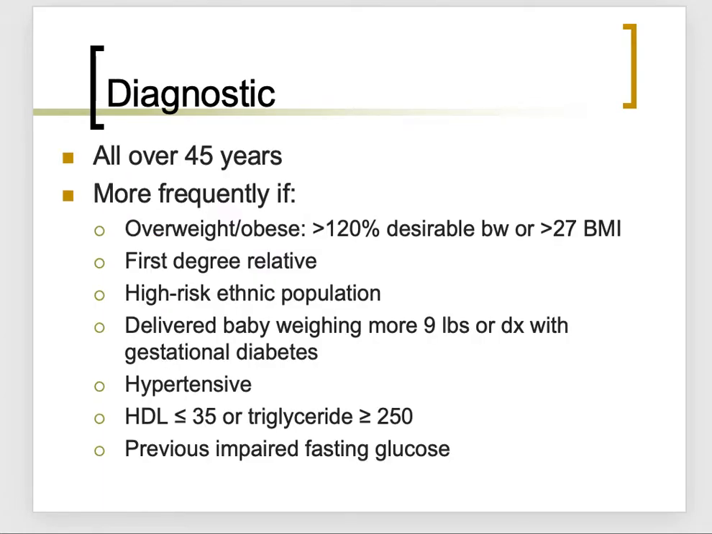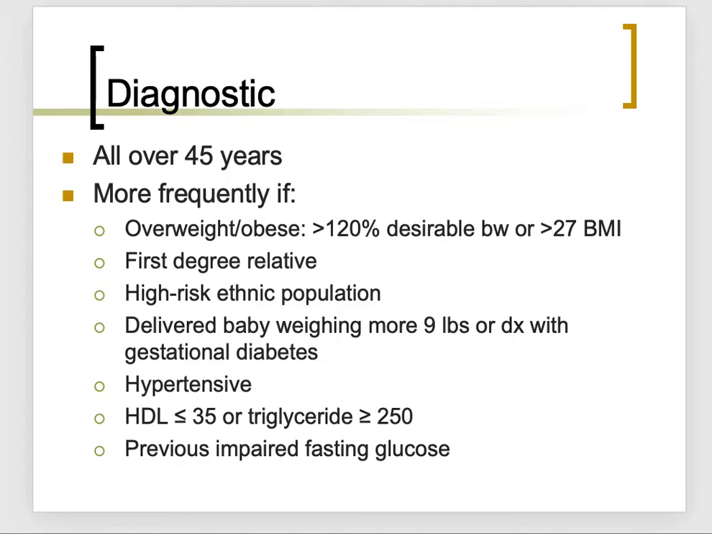Anyone over the age of 45, we want to be screening. More frequently if somebody is overweight, so that would be 120% over desirable weight or just a BMI greater than 27. If they have a first degree relative with diabetes, or they're a high-risk ethnic population. Any female that's delivered a baby bigger than 9 pounds, right? So if you had a 9-pound baby, you are at risk for type 2 diabetes down the road. Or if a female has gestational diabetes, later on in life they also need to be screened a lot more frequently for type 2 diabetes.